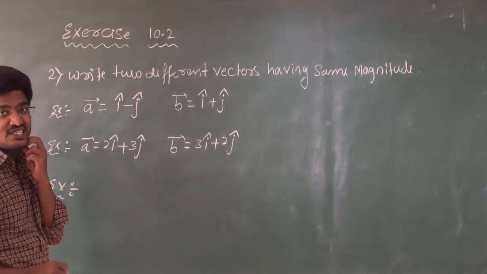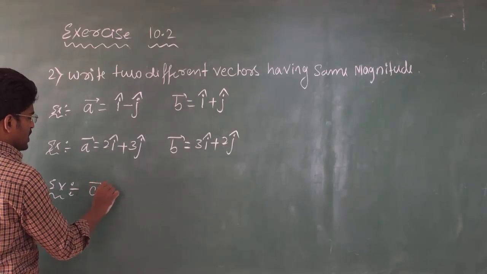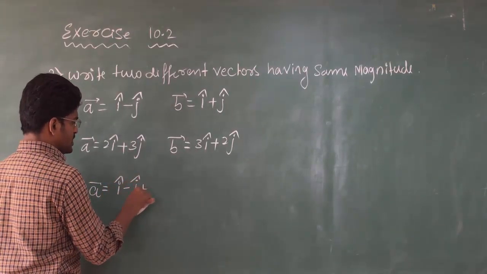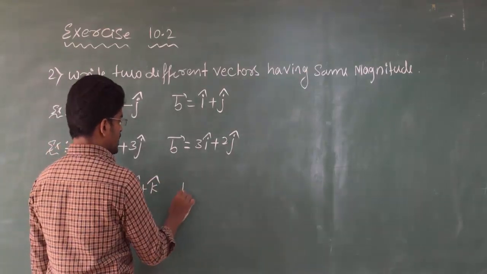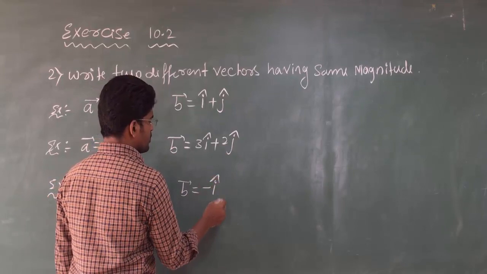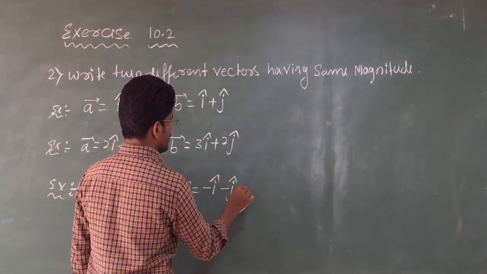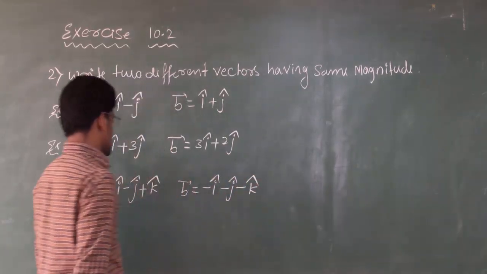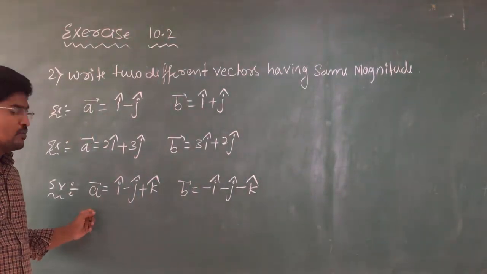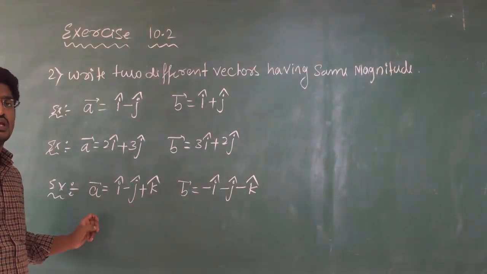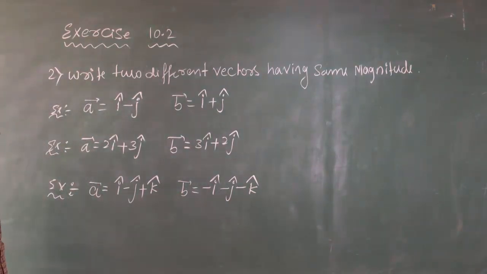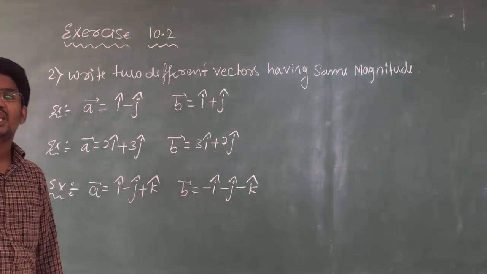It's very interesting. So I can write vector A as i cap minus j cap plus k cap, and I can write vector B as minus i cap minus j cap minus k cap. See, both are different vectors, but magnitude of vector A is root 3. Here magnitude of vector B is root 3. Clear? So like this you can write so many examples.